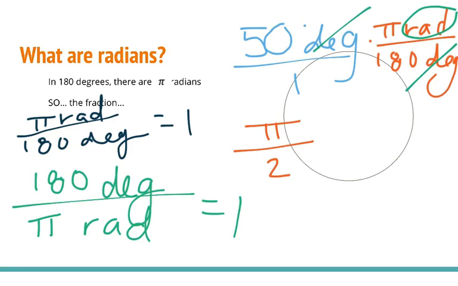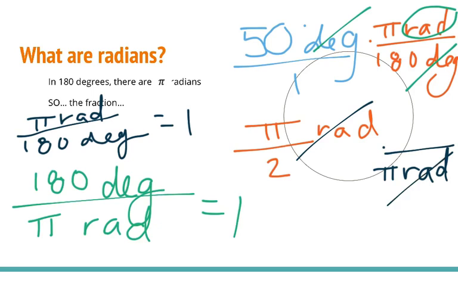So if I have pi over 2 radians, and I want to convert that to degrees, then I would multiply by the fraction where radians is in the denominator. That way radians here and here will cancel. So that means I put radians in the denominator and degrees in the numerator. And since the radians cancel out, I know that I'll be left with a number that's in degrees.